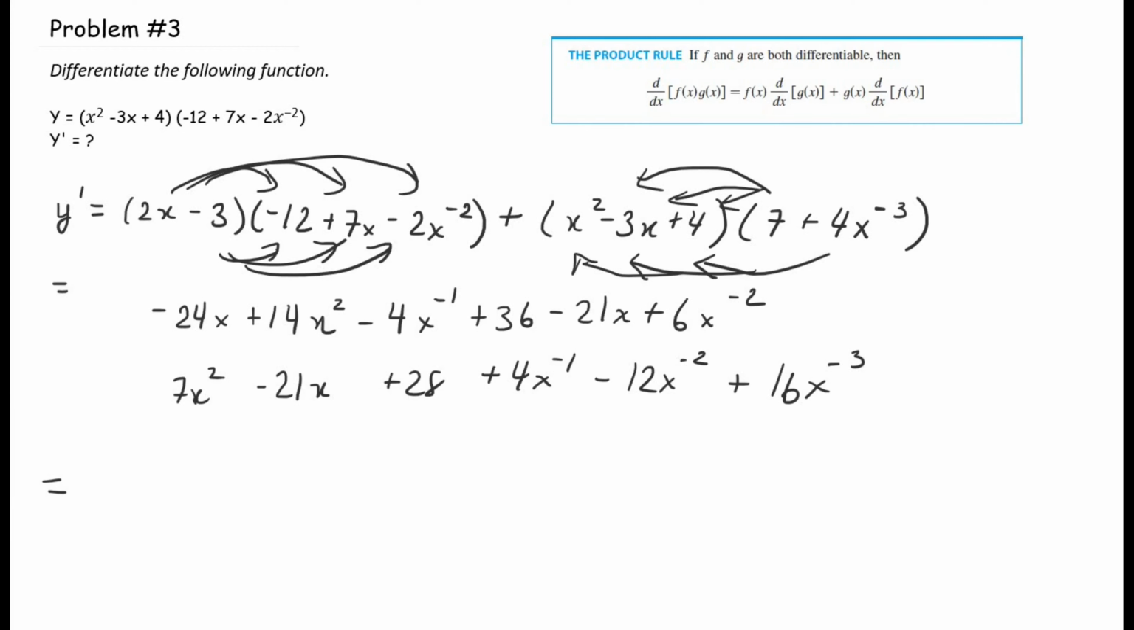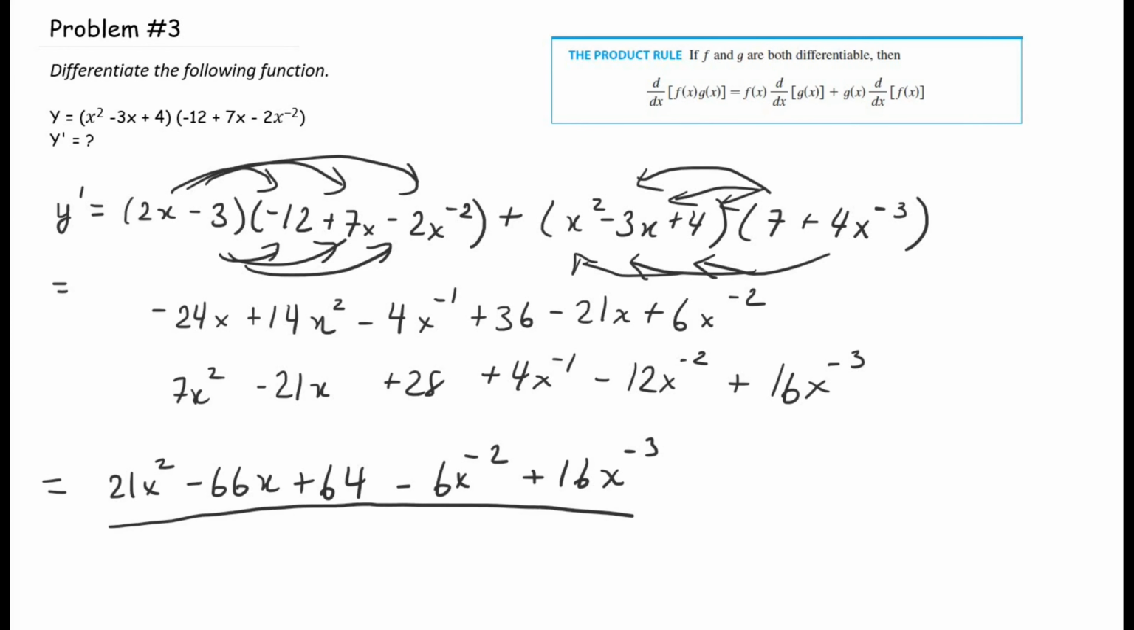So all we have to do now is combine the like terms, and you'll end up with 21x squared minus 66x plus 64 minus 6x to the minus 2, plus 16x to the minus 3. So here's your solution for the third problem.